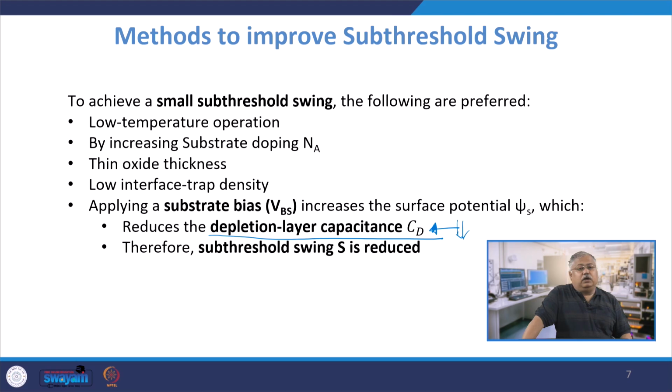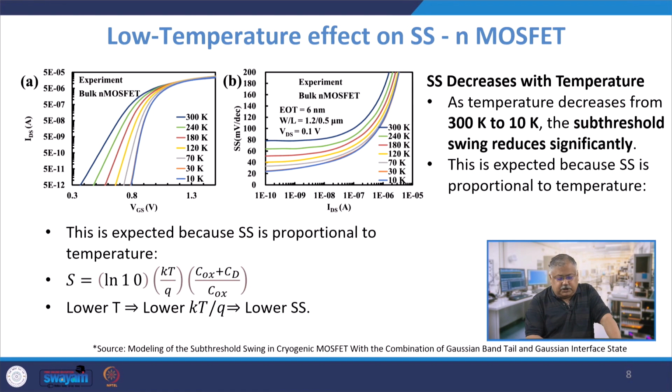For example, if I increase the substrate doping concentration, it might affect the threshold voltage of the device, adversely or in favor. We will not go into details of that at this stage, you possibly might know, but it might change. So these methods not only change the subthreshold swing, but may even change other parameters. So be careful while choosing these parameters and applying some potential or some expression to it.